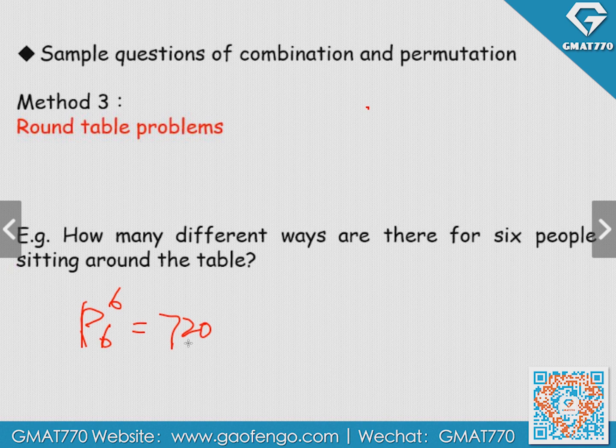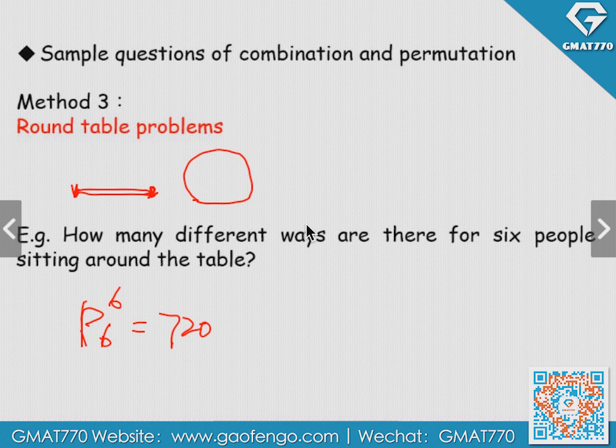But how many different sequences can be formed for 6 people sitting around the table? So let's see the difference between a line and a circle. Let's draw a line first. As we can see, a line has a starting point and ending point, but a circle doesn't have a starting point and ending point. So that's the difference between a line and a circle. So how does this difference change the answer to this question?